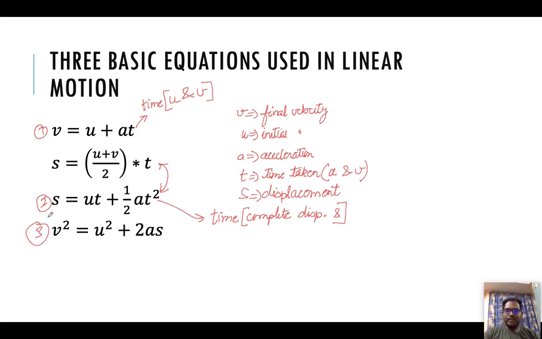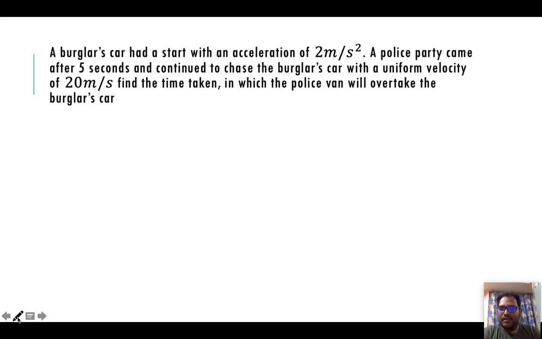Okay, so without any further delay, we'll get into the problem. Okay, so here we have a problem. Let me just read the problem once again. A burglar car had started with an acceleration of 2 meter per second square. A police party came after 5 seconds and continued to chase the burglar's car with a uniform velocity of 20 meter per second. Find the time taken in which the police party will overtake the burglar's car, right? So this is a little bit complicated. Just follow the problem. You will be able to understand it very easily.